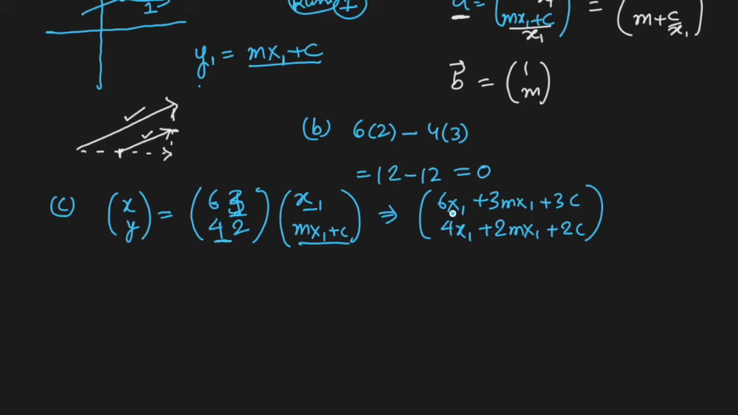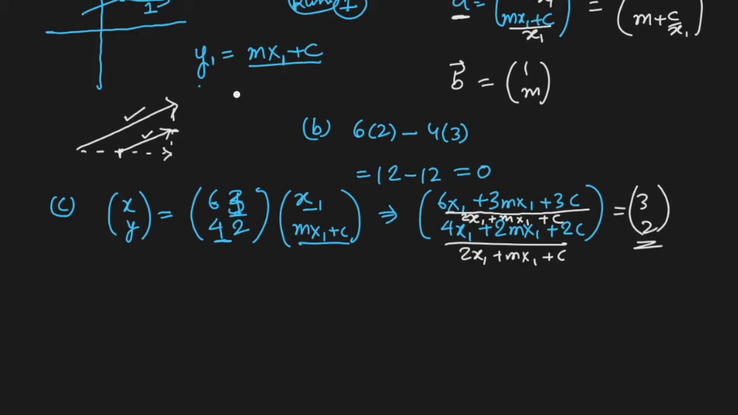So what can we do? We can divide both of them by the same expression. Let me divide this by 2x1 plus mx1 plus c, and divide this also by 2x1 plus mx1 plus c. Just like we did earlier, we divided the previous one by x1. Here I'm dividing by the whole thing. So if I divide both by the same expression, this will give me 3 and this will give me 2.